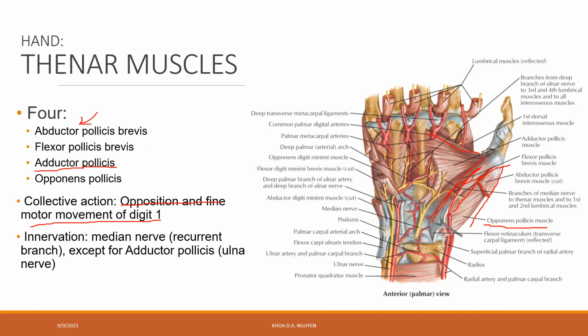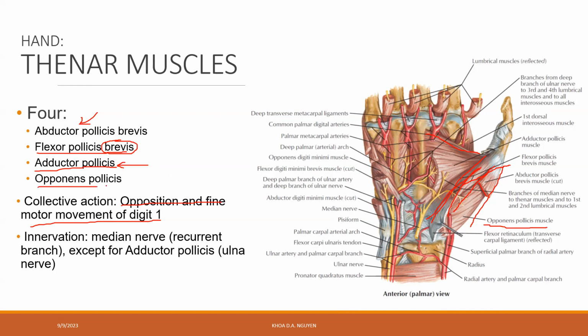Just look at the name. Abductor pollicis brevis. What would that do to the thumb? It will abduct it, right? And then you have flexor pollicis brevis. What will it do to the thumb? It will flex it, right? And why the brevis? Because we have already learned about the flexor pollicis longus that is actually located on the anterior forearm, as we have already previously seen in the last lesson. How about the adductor pollicis? Adductor pollicis will adduct the thumb, right?